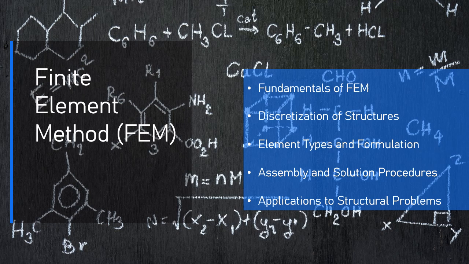Each element is formulated based on the physical laws governing the behavior of the material and structure, such as Hooke's law for elasticity, heat conduction for thermal problems, or equilibrium equations for structural analysis. The primary goal of element formulation is to derive the stiffness matrix for each element, which is then used to assemble the global system of equations. Let's explore the types of elements commonly used in FEM and how they are formulated.